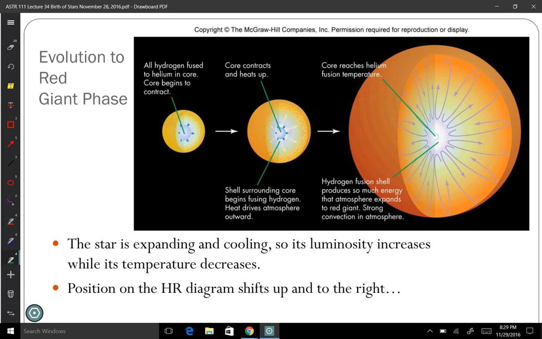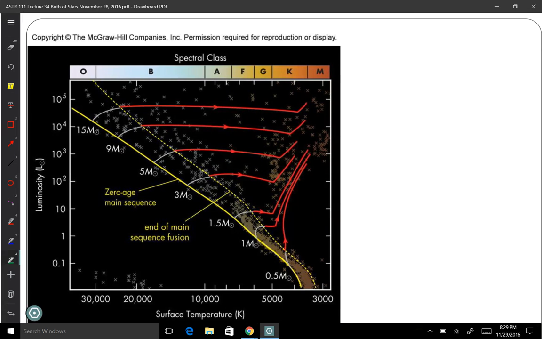I guess this wasn't leading me directly to the discussion on the variable stars. This was just talking about the red giant phase. Well, the red giant phase we've talked about enough.